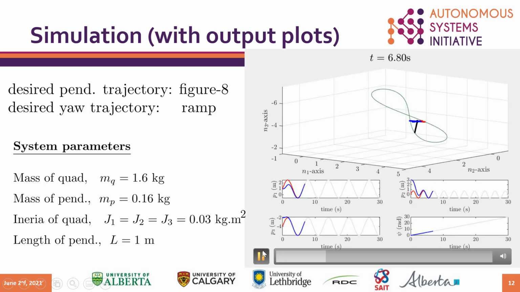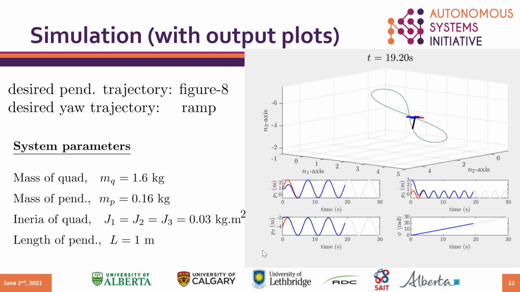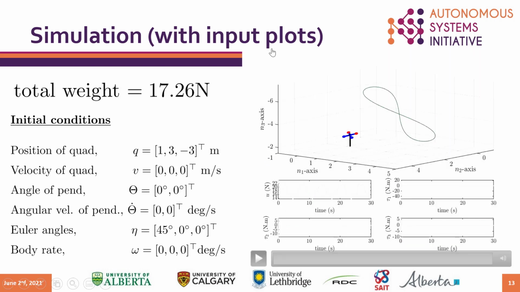As we can see, the pendulum tracks its desired reference trajectory, and the yaw angle also tracks its desired reference trajectory. Now here we are going to see the same animation, but now we are going to see the input signals rather than the output signals. This plot here represents the thrust in Newtons. This plot here represents the first body torque, second body torque here, and finally the third body torque. So let's start it.